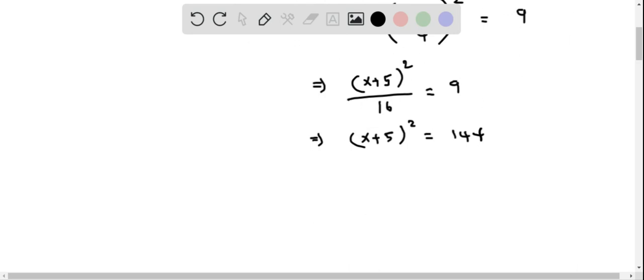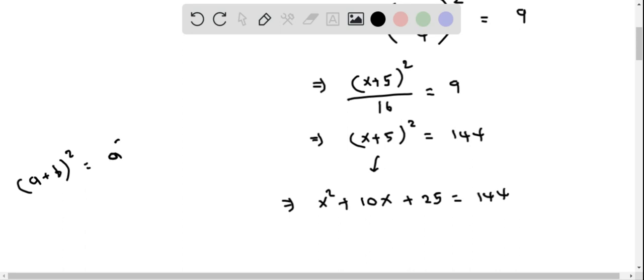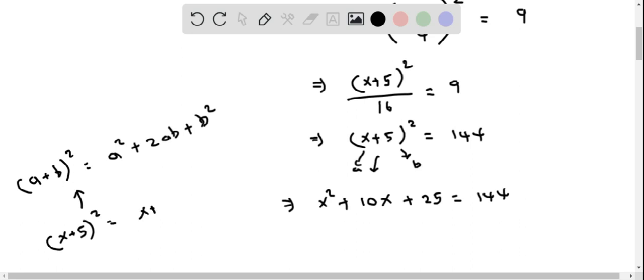Now let's write down or expand this binomial square. This equals x squared plus 10x plus 25 equals 144. We are using this binomial square identity, that is a plus b quantity squared equals a squared plus 2ab plus b squared. So here a is x and b is 5. When we use this identity, we get this expression, or otherwise we can also expand this by multiplying the factor with itself, x plus 5 times x plus 5, and then foiling out.